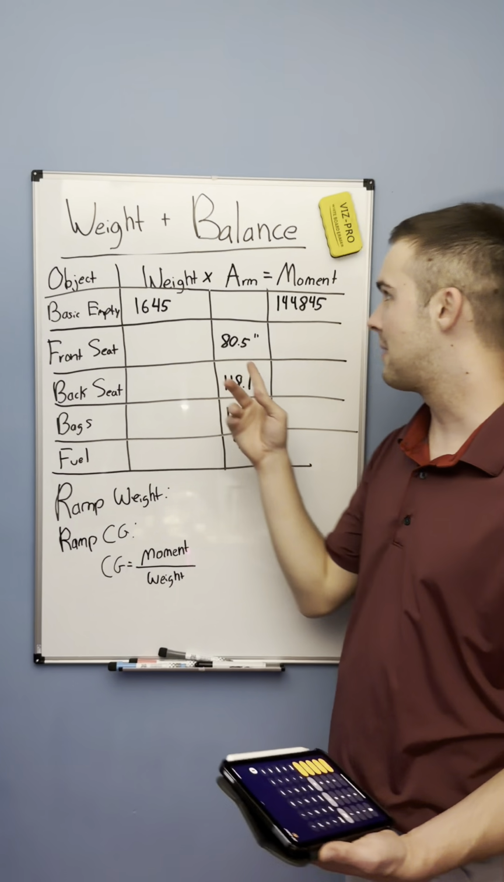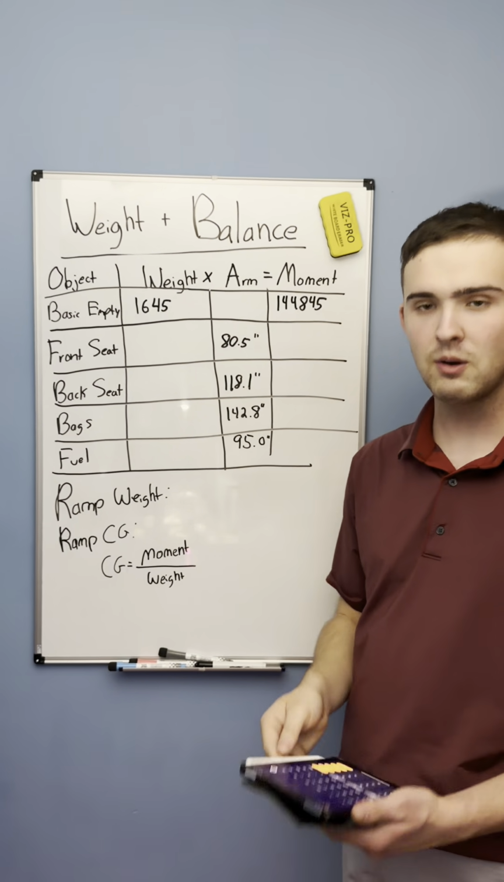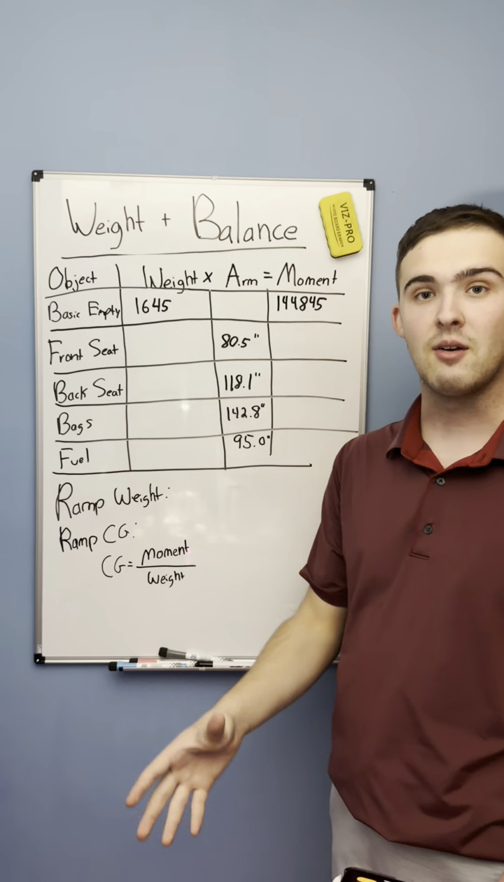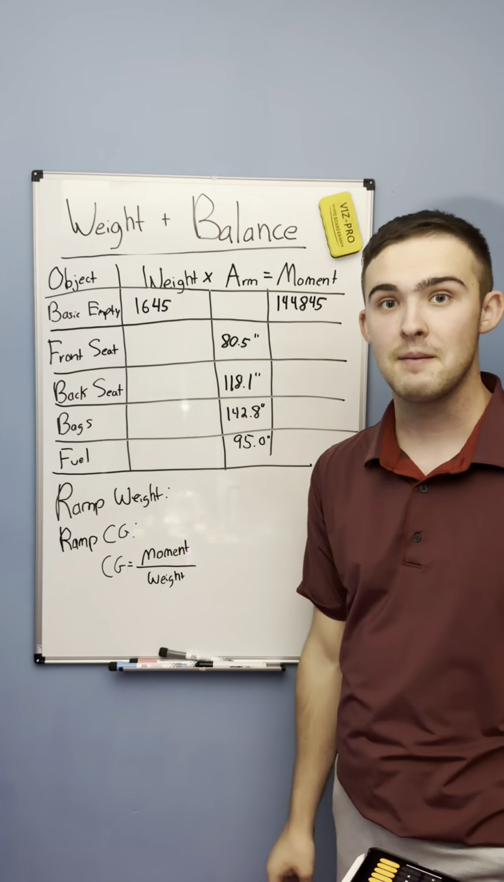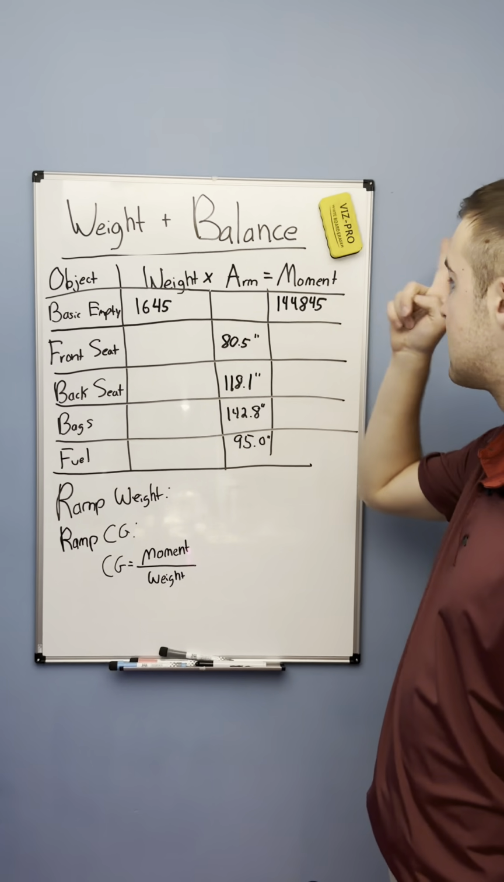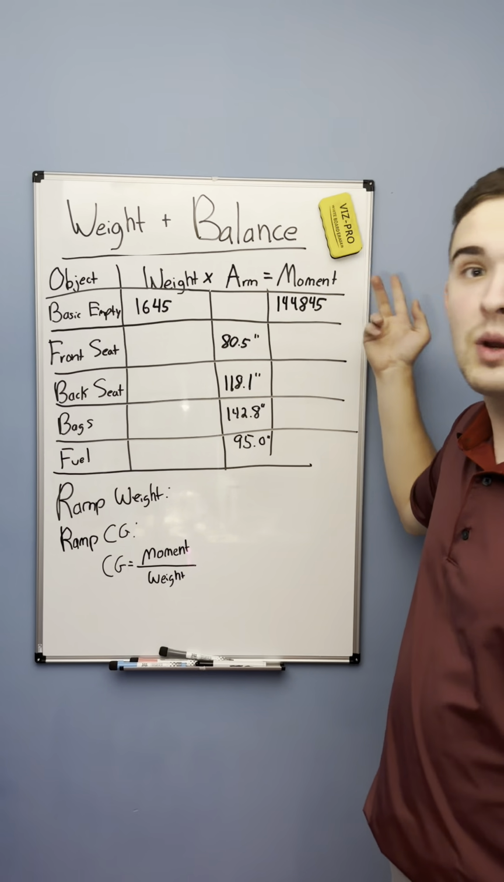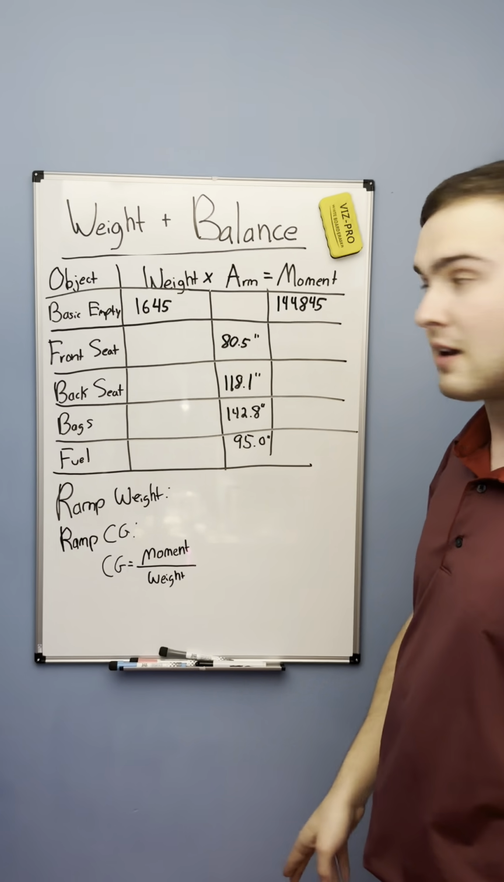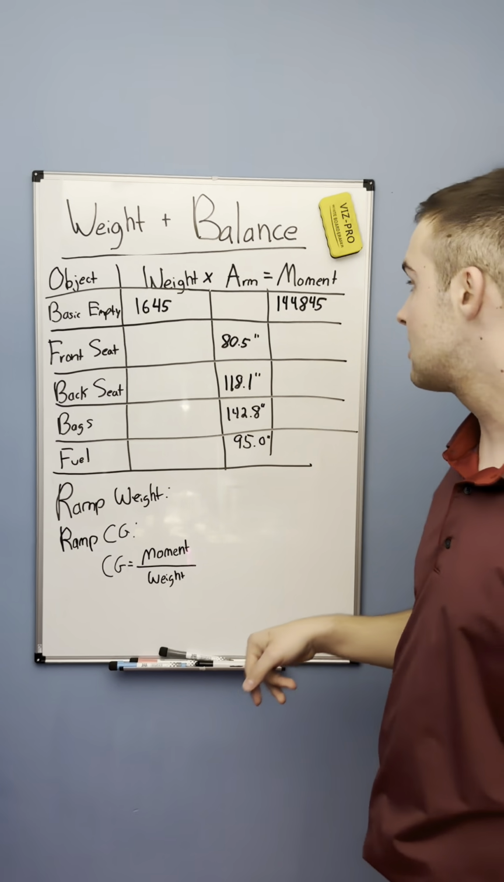All right, we've got our weight and balance table here ready to go, written out. We're going to dive right into calculating some weight and balance data. One last thing we need to know is to calculate our moment. All we have to do is multiply our weight by the arm at that position.